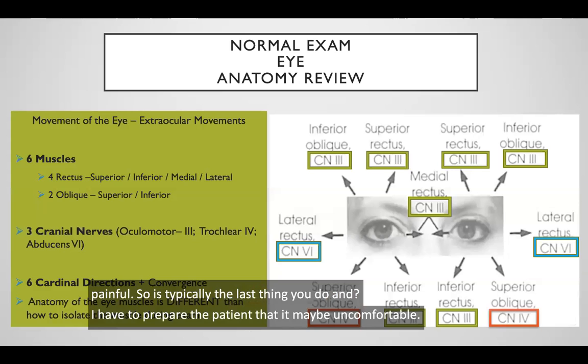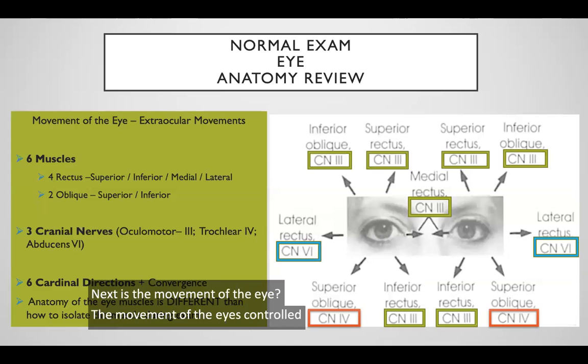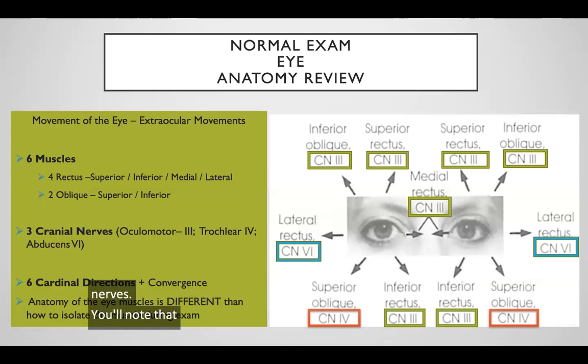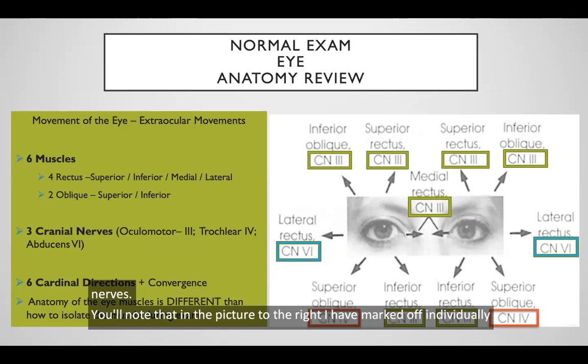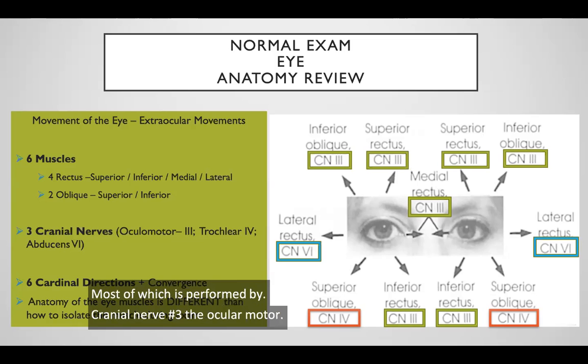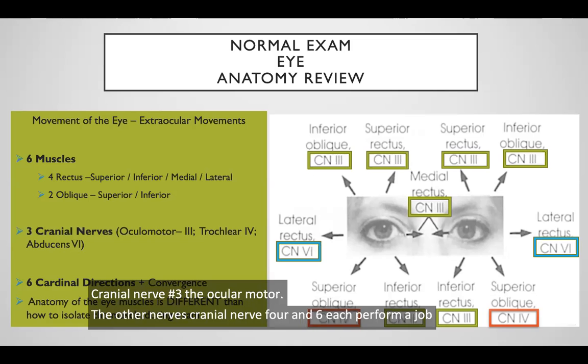Next is the movement of the eye. The movement of the eye is controlled by 6 muscles and 3 cranial nerves. You'll note that in the picture to the right, I have marked off individually the typical 3 nerves, most of which is performed by cranial nerve number 3, the oculomotor. The other nerves, cranial nerves 4 and 6, each perform a job, but only move in one direction.